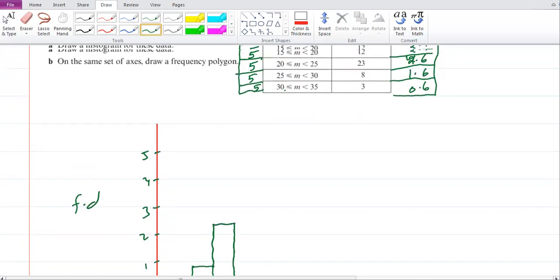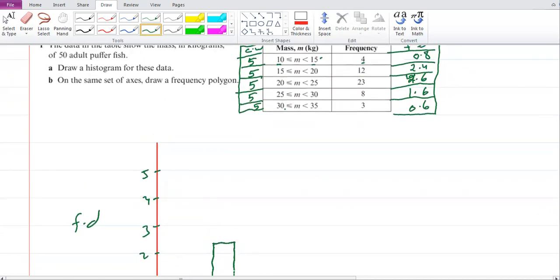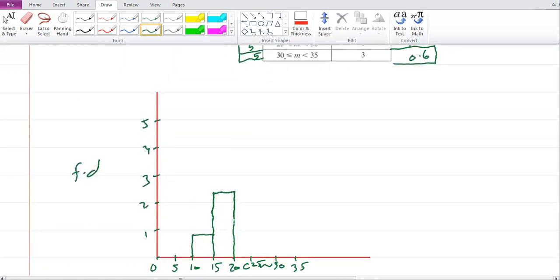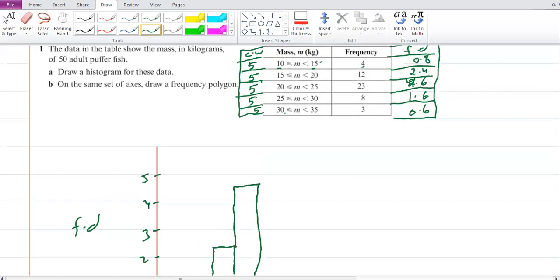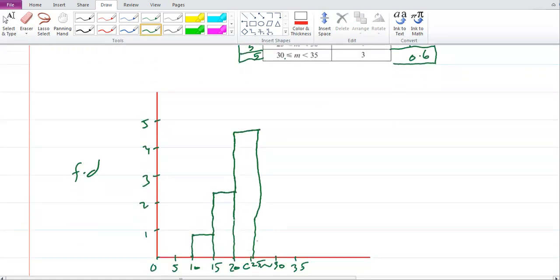Then next, from 20 to 25 is 4.6. This is 4, so 4.6 is almost here. So this bar you can make, from 20 to 25. Then 25 to 30 is 1.6. Let's say you can make this one.